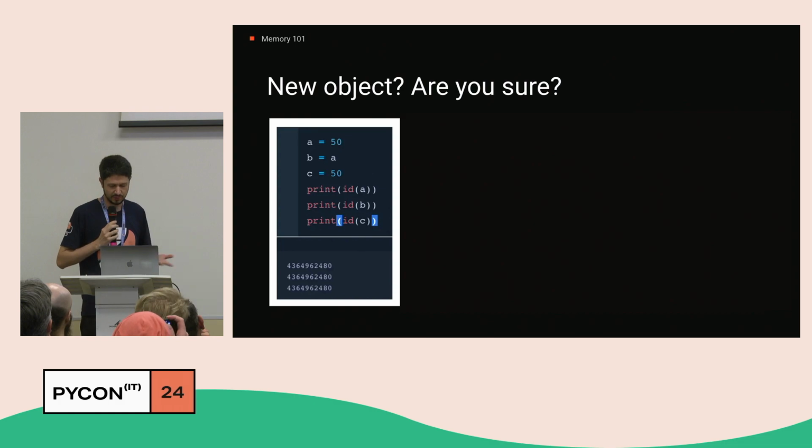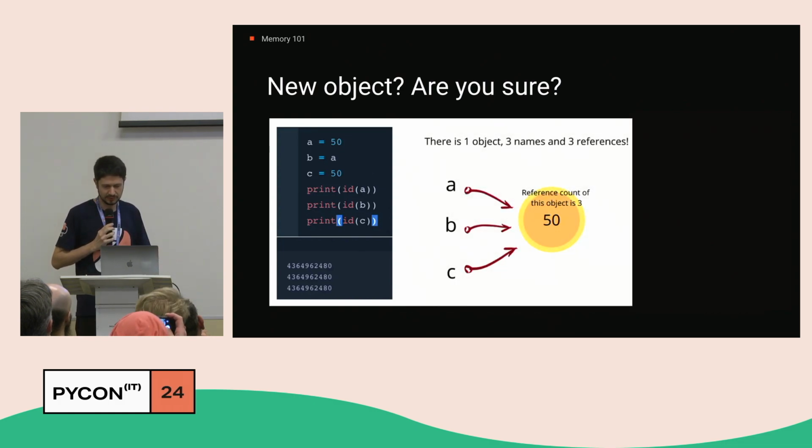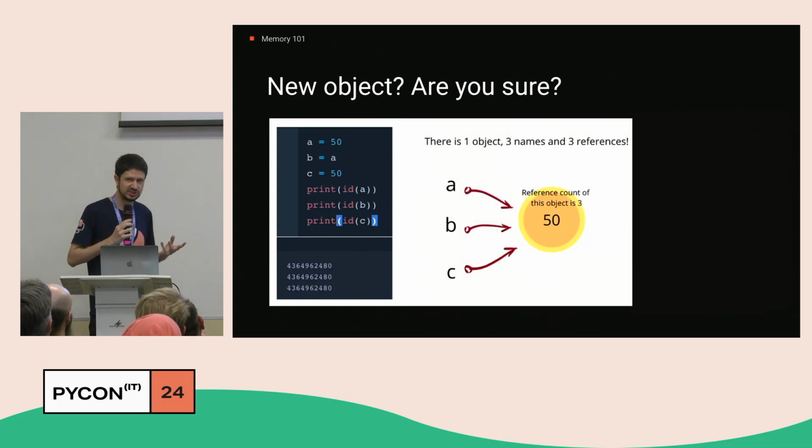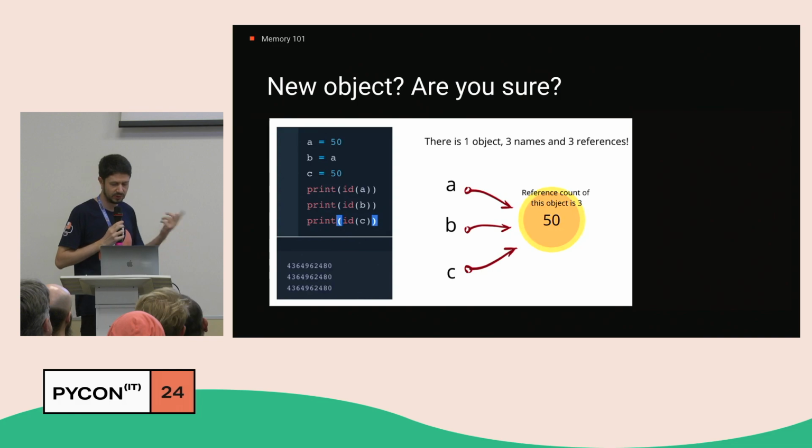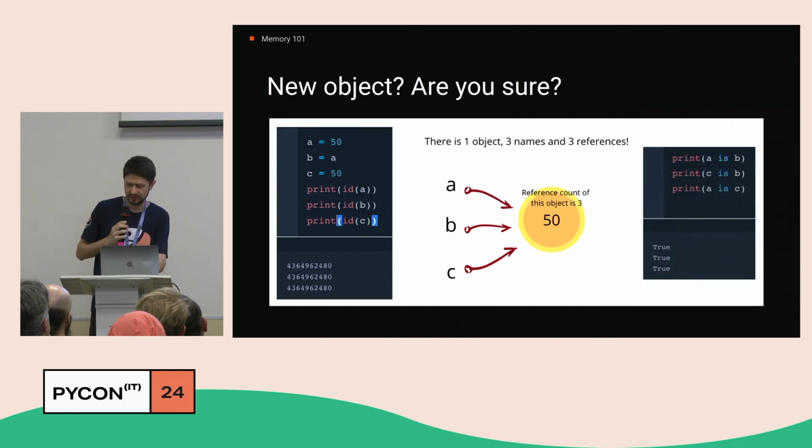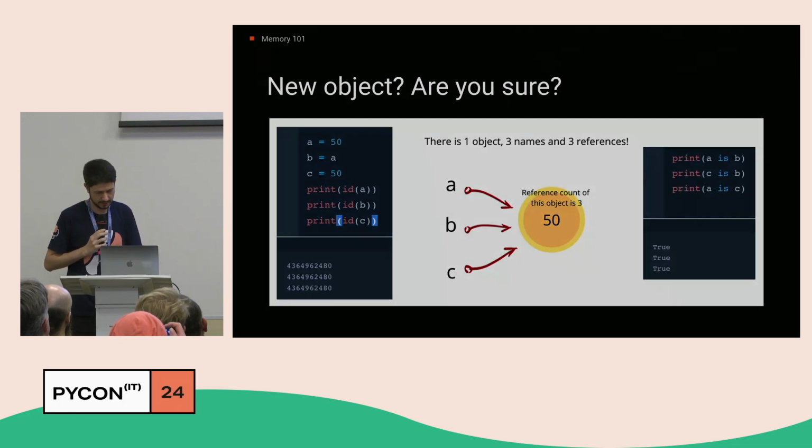So what's going on over here? Turns out that Python didn't really create 3 new objects. It just reused one existing object and pointed these names, A, B, and C, to the very same object. So the reference count for it is actually 3. 3 things are pointing to it. We can also use the is operator to double check that they are all the same object.